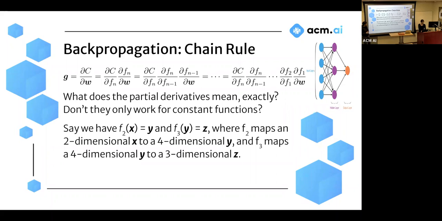I'm going to show you what that means with an example. Suppose we have the output of the second layer of some neural network being y, and the third layer of our neural network being z, or like we put in y to here to get z. F2 maps a 2-dimensional x to a 4-dimensional y, and F3 maps a 4-dimensional y to a 3-dimensional z. So you can imagine our x, and then y becomes 4-dimensional, and then z becomes 3-dimensional.